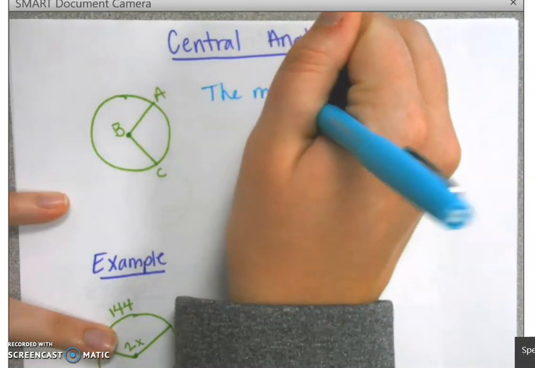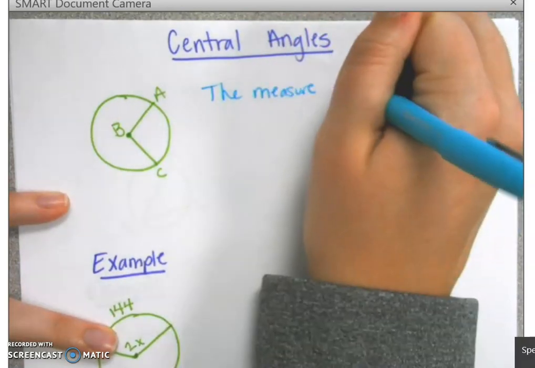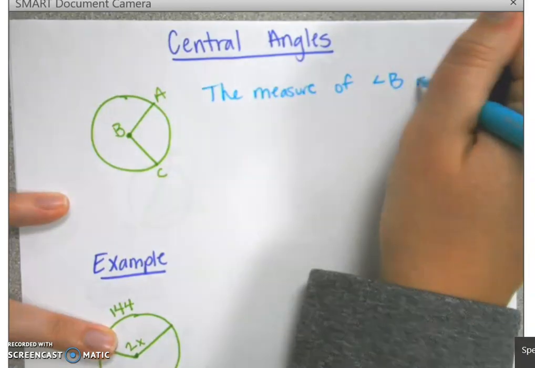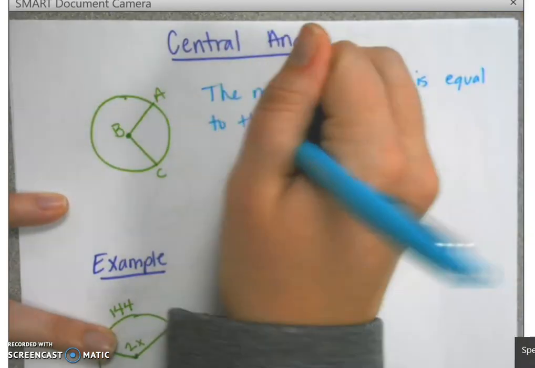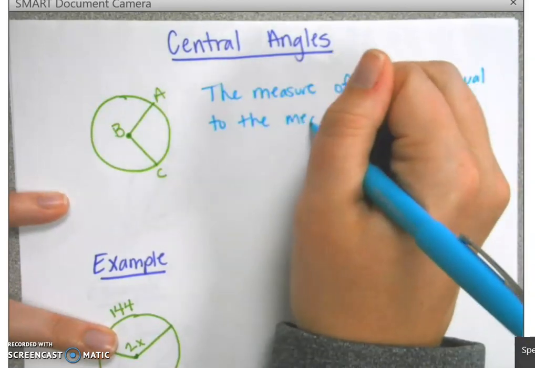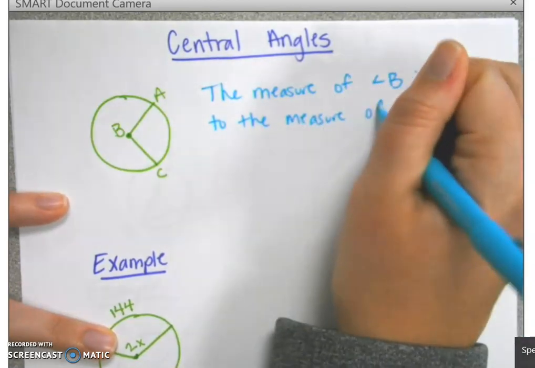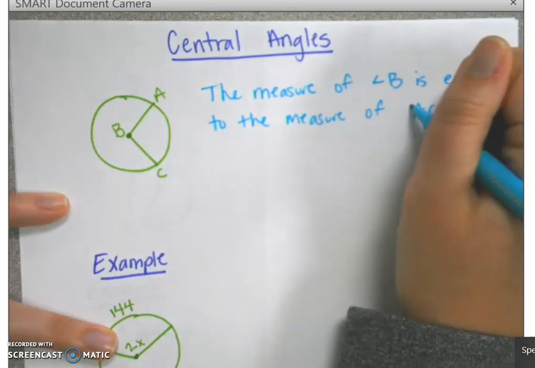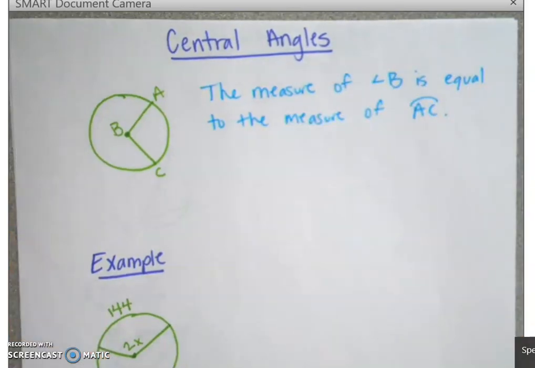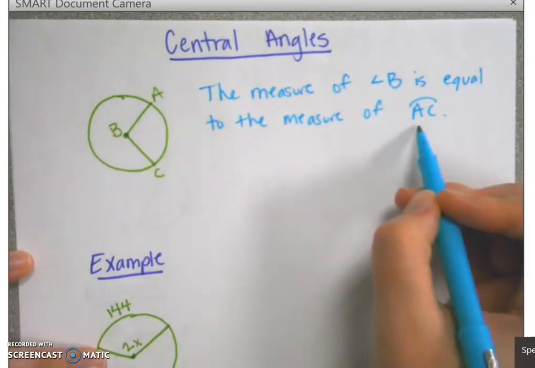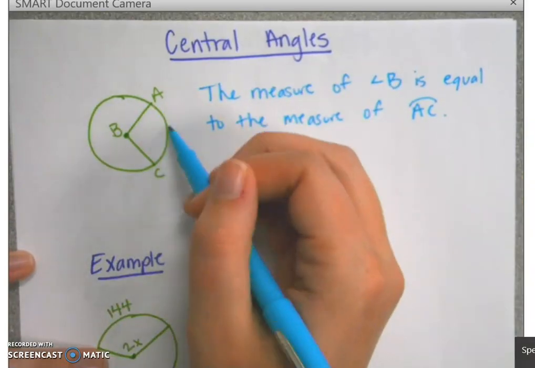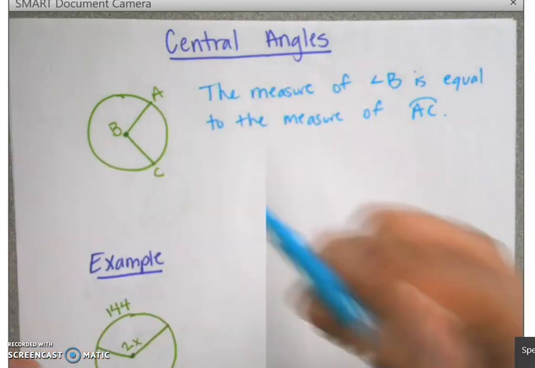the measure of angle B is equal to the measure of arc AC. And there's a lot of symbols going on here. Just so you know, guys, geometry has a ton of symbols, so make sure you know how to read them. So this says the measure of angle B, which is this one, is equal to the measure of arc AC. Arc AC is this one, so they are going to be the same. Okay, make sure you know that.